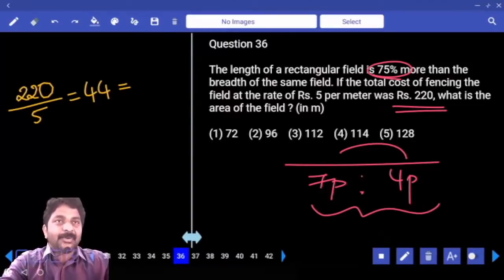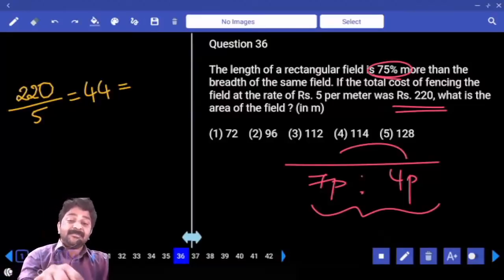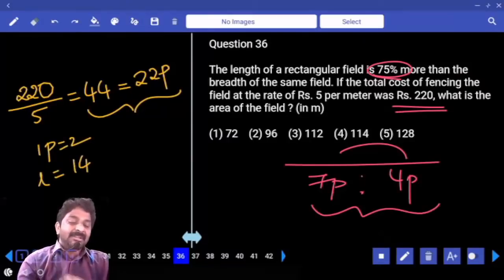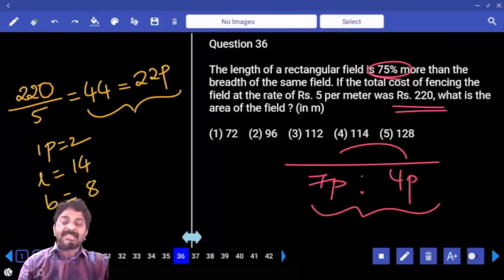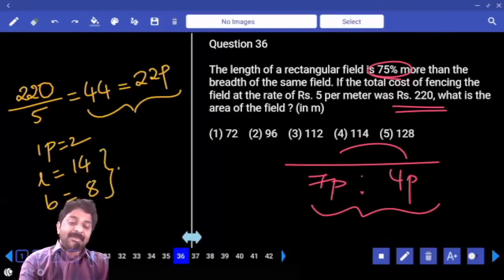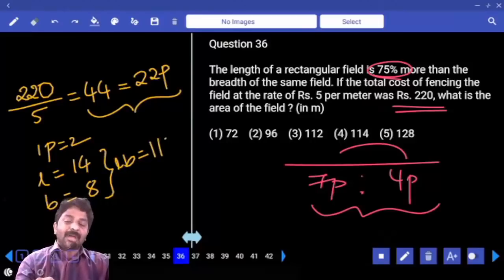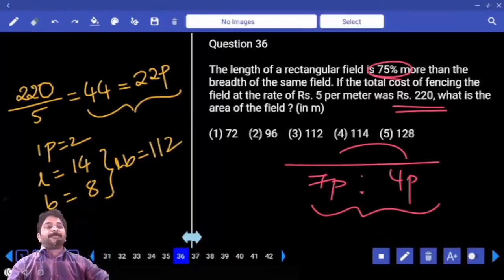7 parts plus 4 parts, 2 times. If 22 parts is equal to 44, 1 part is equal to 2. Length is equal to 7 parts, that means 14. Breadth is equal to 4 parts, that means 8. What is your question? What is the area? Area in the sense LB only. 14 times 8, in the sense 10 times of 8 plus 4 times of 8. 80 plus 32, 112. Third option.